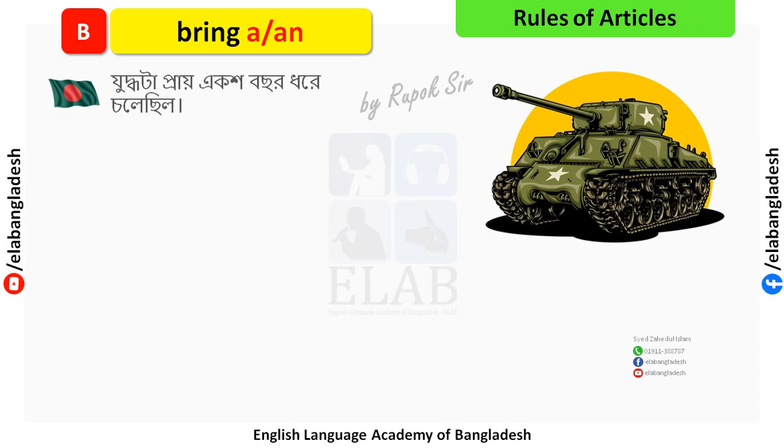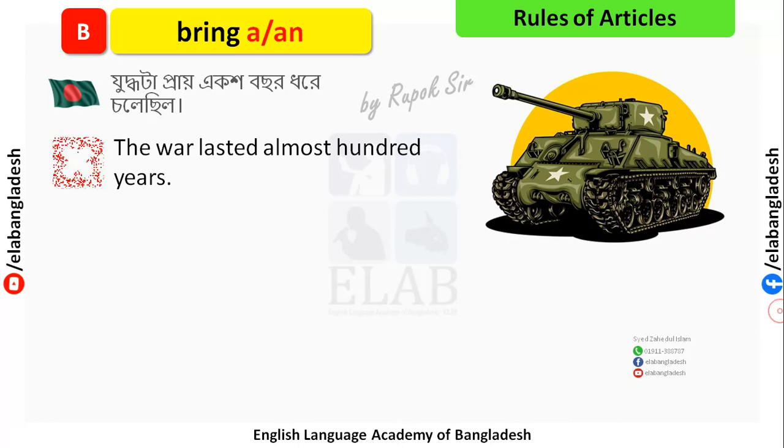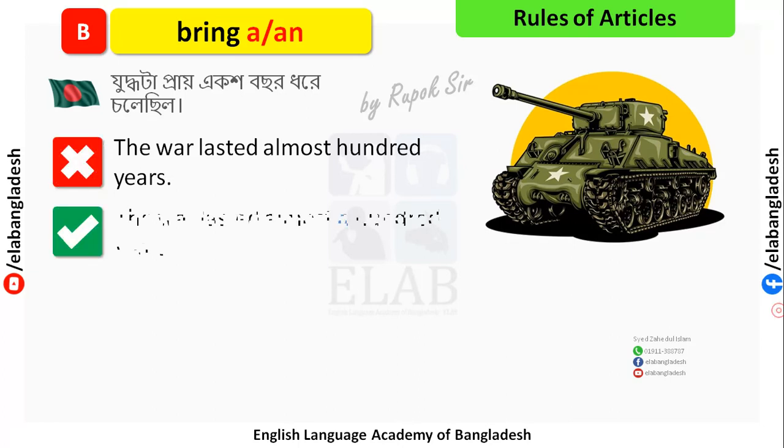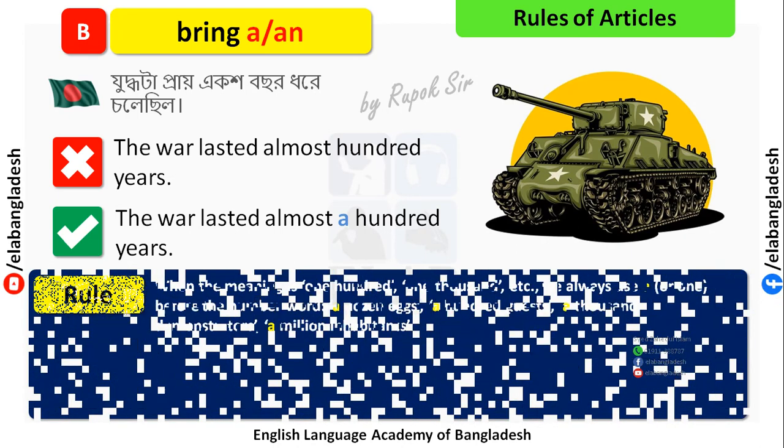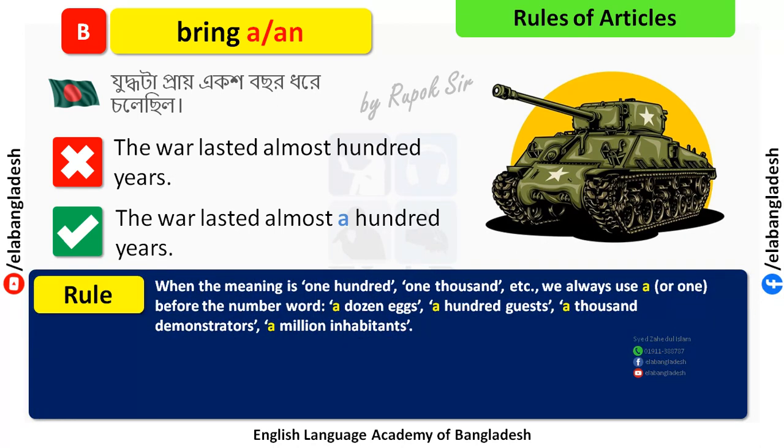The war lasted almost 100 years. When the meaning is 100, 1000, etc., we always use a or one before the number word. A dozen eggs, a hundred guests, a thousand demonstrators, a million inhabitants.